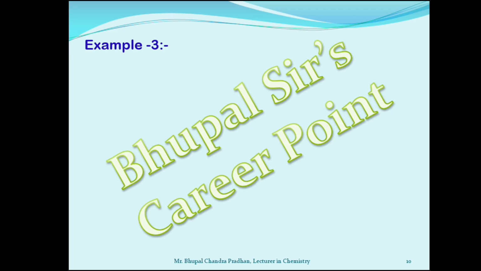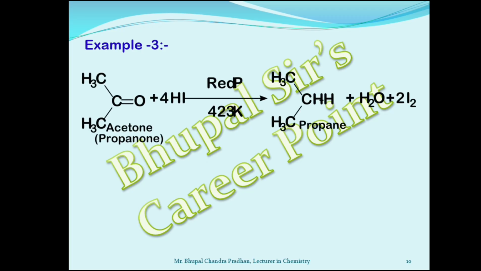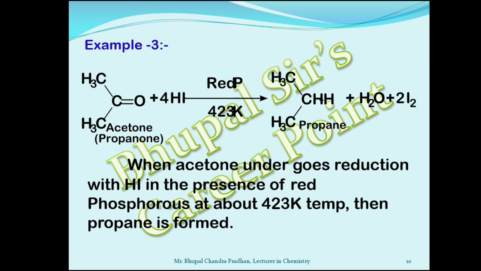Example 3. How does acetone undergo reduction with HI in the presence of red phosphorus? Whenever acetone undergoes reduction with HI in the presence of red phosphorus at about 423 Kelvin temperature, then 4 hydrogen atoms are attached to the carbonyl group. We will get propane, water, and 4 iodine gives us 2 I2 molecules. Thus, in the statement we have to write down: when acetone undergoes reduction with HI in the presence of red phosphorus at about 423 Kelvin temperature, then propane is formed.